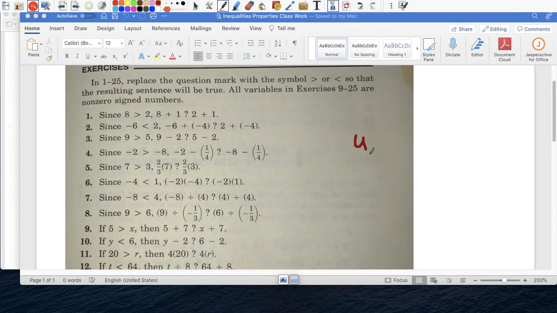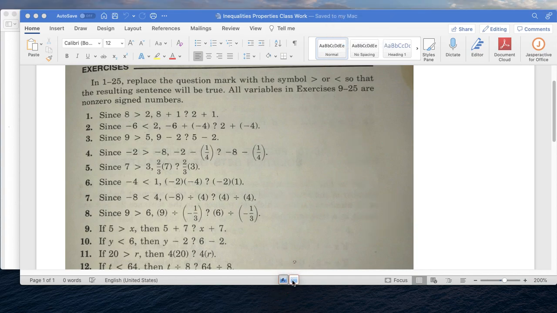Number 10: y is less than 6. If you subtract 2 from this side and subtract 2 from this side, it doesn't matter what the answer is, that sign is still going to be a less than sign. We don't need to reverse it. That's what you have to think about.